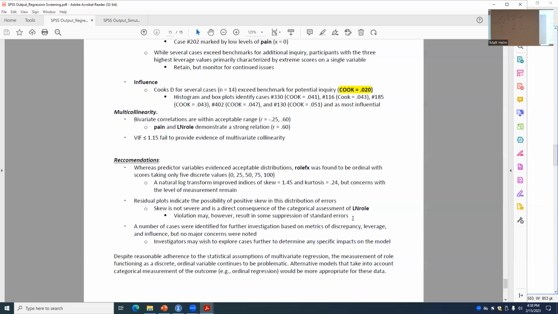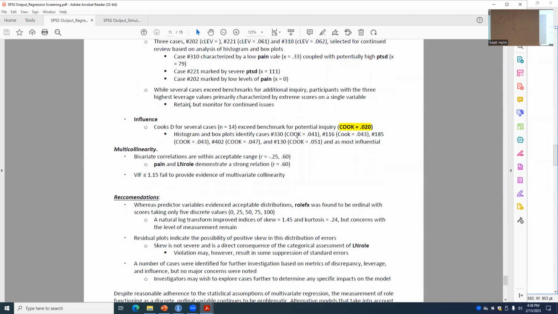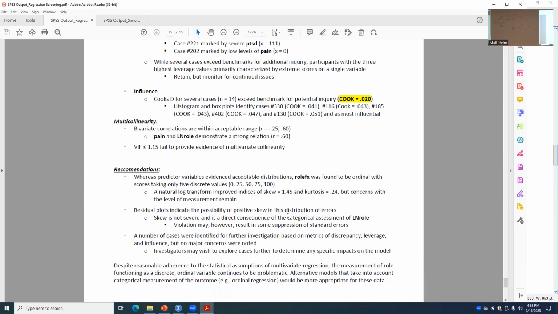Number of cases identified for further investigation based on metrics of discrepancy, leverage, and influence, but no major concerns were really noted, right? We've got some overlap in terms of what we got: 310, 221, and 202. Yeah, really the cases we identified as high leverage didn't actually come up as being flagged for our influence values, right?